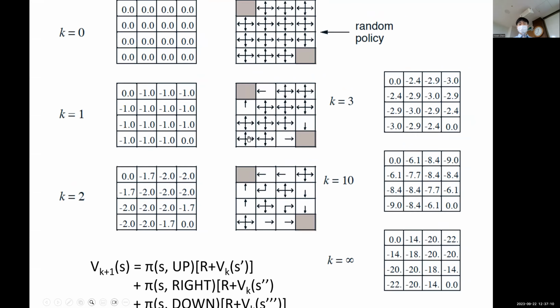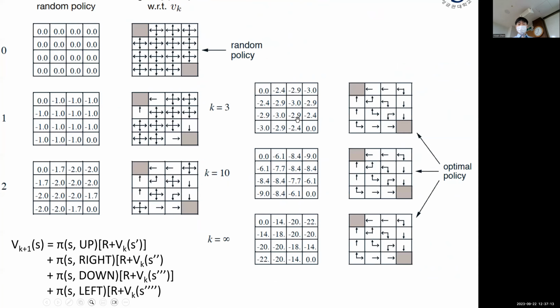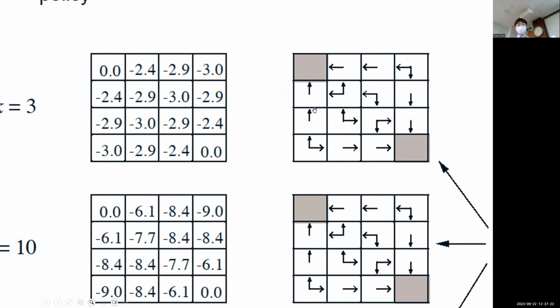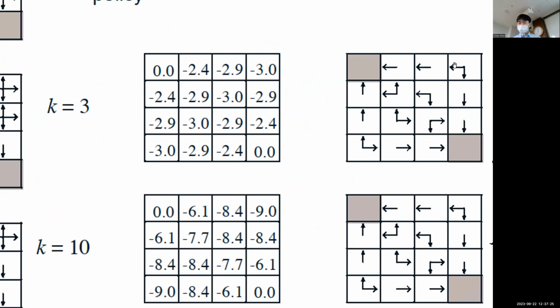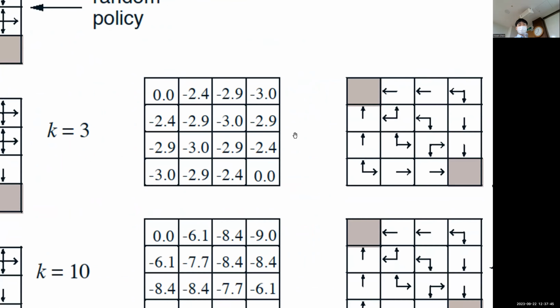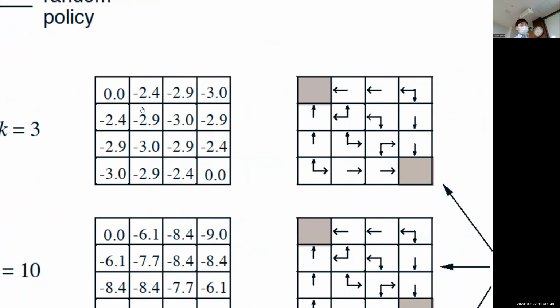If you continue this process to k equals 3, 10, infinity, eventually your state values stabilize. When we reach time step 3, you see the policy has already become optimal, but the state values are still updating.